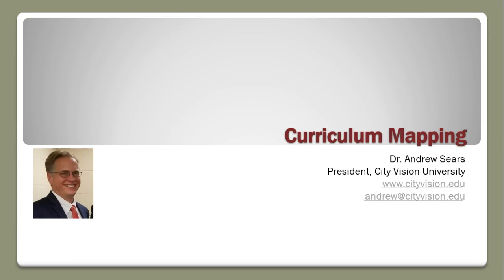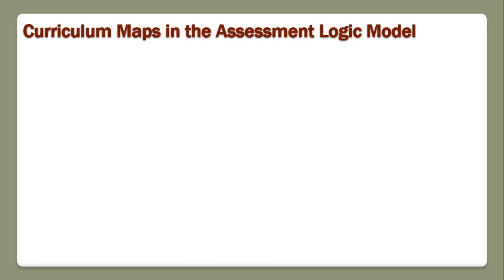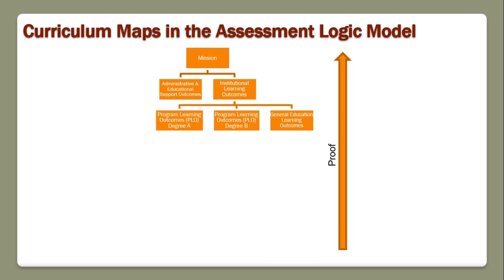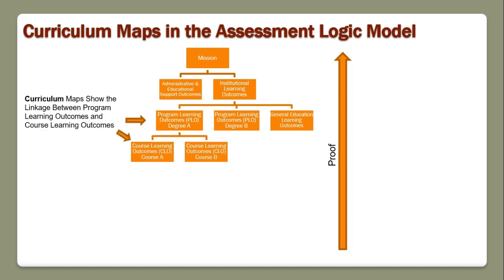So this next section is going to talk about curriculum mapping. And the first thing I'm going to do is explain how curriculum maps fit into the overall assessment logic model that we've been using throughout this course. So you have your mission, then you have your institutional learning outcomes, then under that you have your program learning outcomes. And the idea with the logic model is each thing below needs to prove that thing above it was achieved.